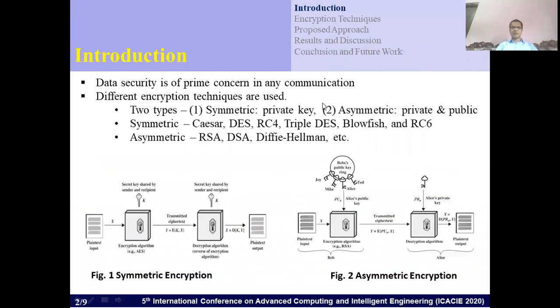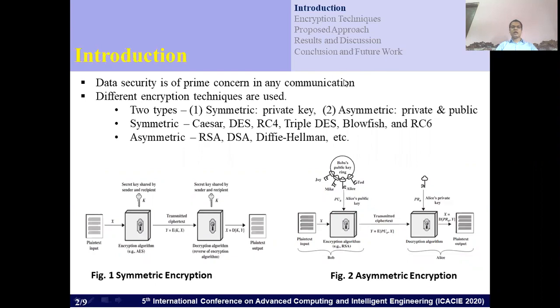In this presentation, at first, I will talk about introduction. After that, encryption techniques, then proposed approach. After that, result and discussion. Then conclusion and future work. Now, introduction.